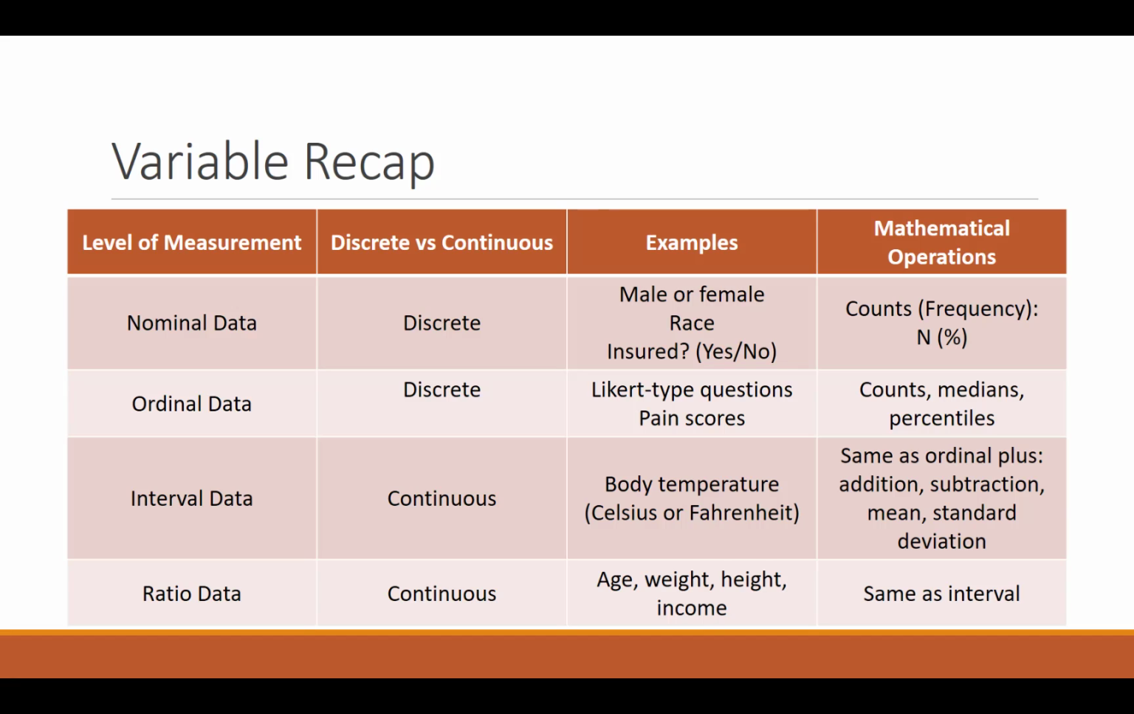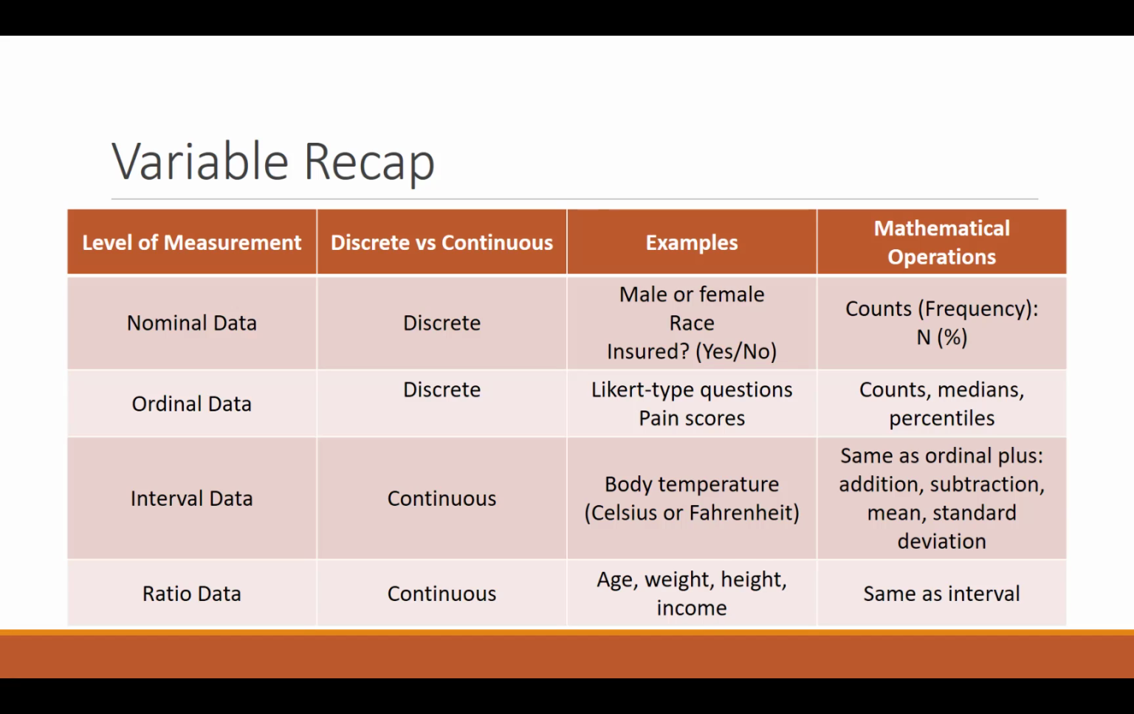Mathematical operations we can do are simply counting the different data points for each individual bucket and then describing them as a frequency. For ordinal data, again, we're limited in the sheer number of options or values that a data point can take, but they have an implicit order. So Likert type questions. How much do you agree, 1 through 5? Pain scores. How much pain are you in, 1 through 10? For these data points, we can count them, but we can also arrange them in a meaningful order, and therefore we can find the middle value, the median, or different percentile ranks along the spectrum.